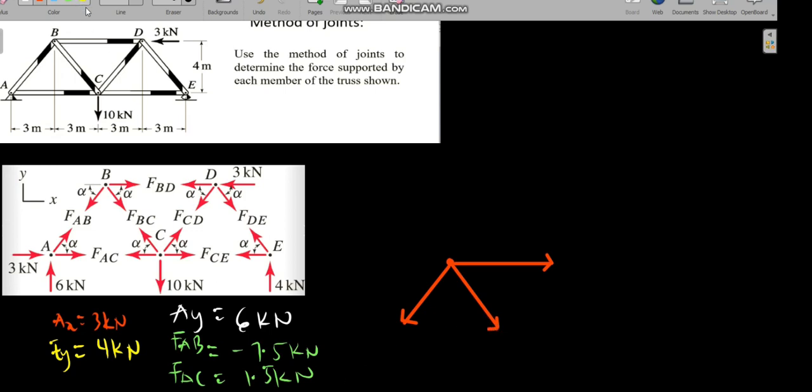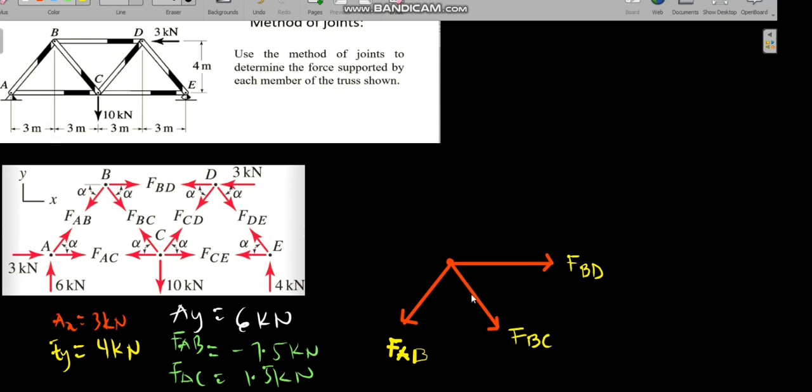Looking at these forces here, this is FAB, and this is FBC rather. This is FBC, and then this is FBD. By looking at FAB and FBC, you see that they are neither in the vertical nor the horizontal form, so that means they will have both the x and the y component.